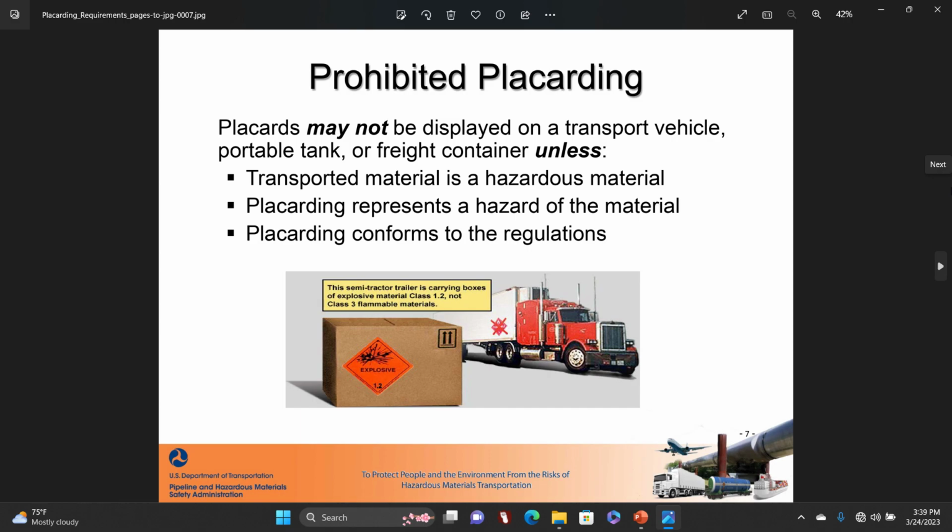Prohibited placarding. Placards may not be displayed on a transport vehicle, portable tank, or freight container unless the transported material is a hazardous material, the placarding represents a hazard of the material, and the placarding conforms to the regulation. So in other words, you can't just stick a placard up and not have that on the vehicle. You can't put up an explosive placard and not have something explosive in there.